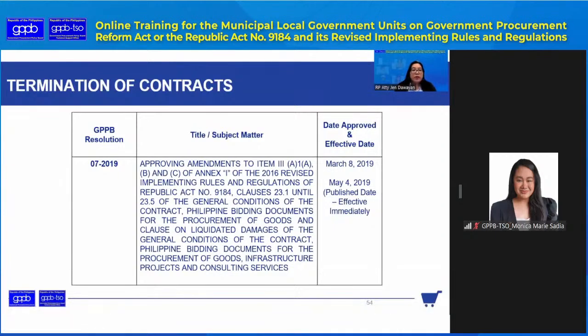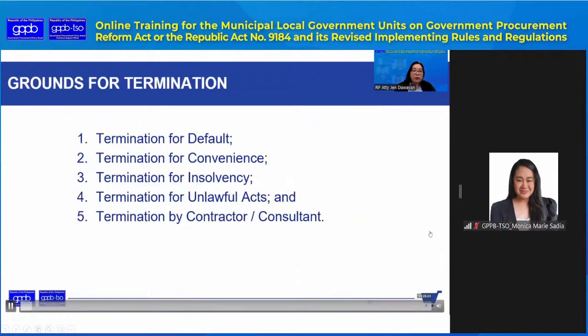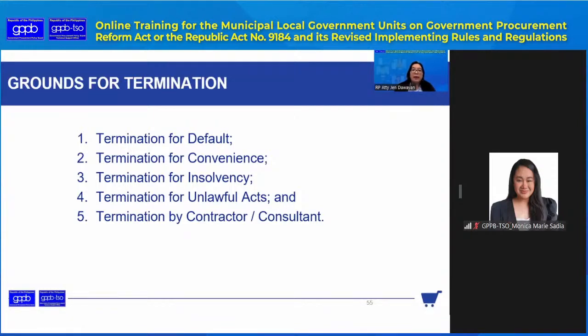So the termination of contract is covered by GPPB Resolution 17-2019, and this has been made effective last May 4 of 2019. So what are the possible grounds for termination of contracts? These are five: by default, convenience, insolvency, unlawful acts, and termination by contractor or consultant. So we will discuss it one by one.